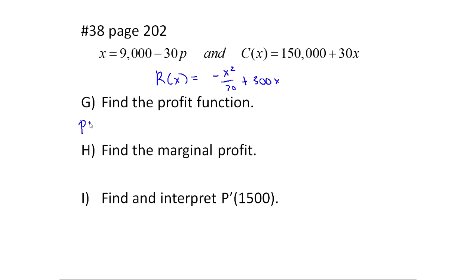So profit, I think I've said it enough that you now remember, is revenue minus cost. So profit is going to be minus X squared over 30 plus 300X minus 150,000 plus 30X. So this will be minus X squared over 30. 300X minus 30X will be 270X. And then the negative distributes, so we have minus 150,000.